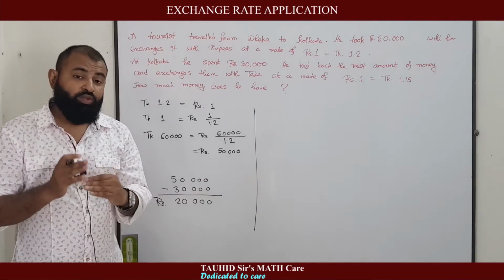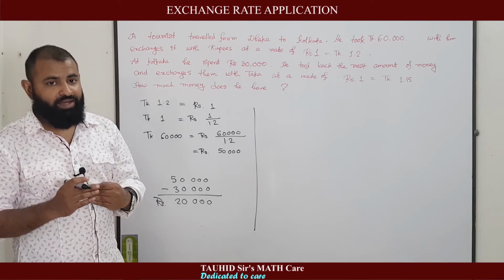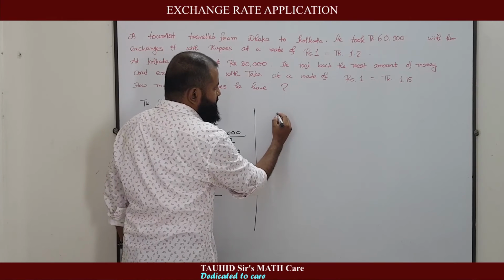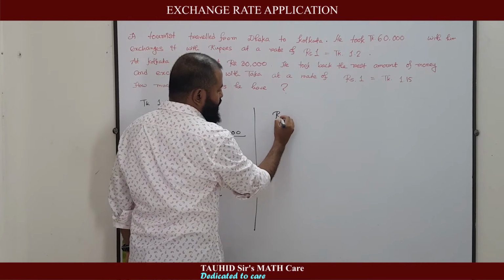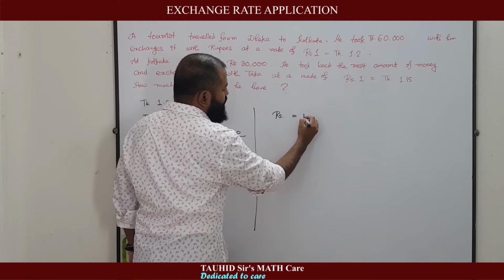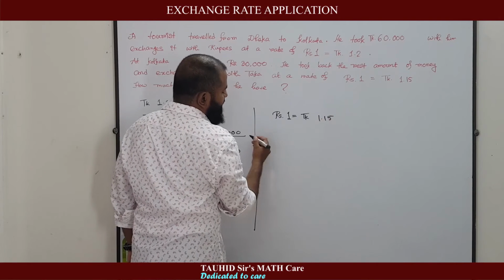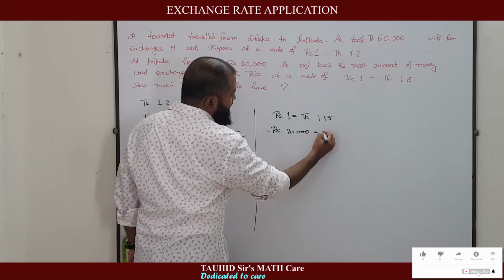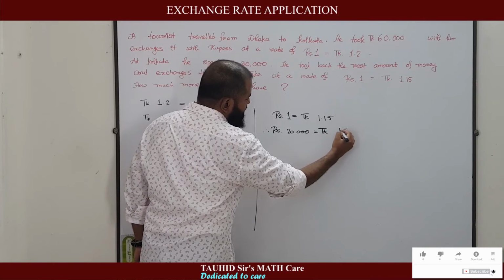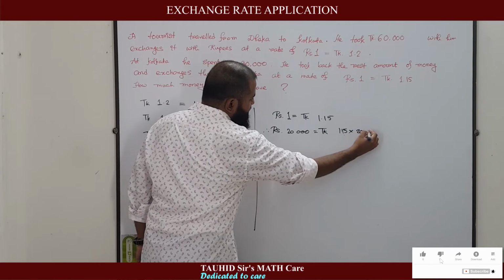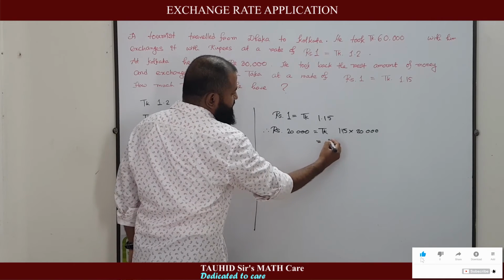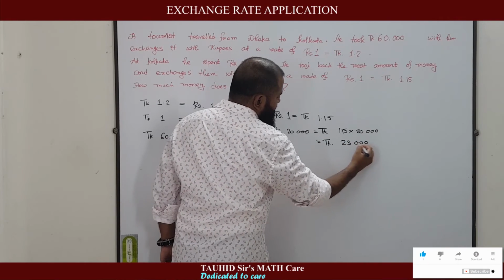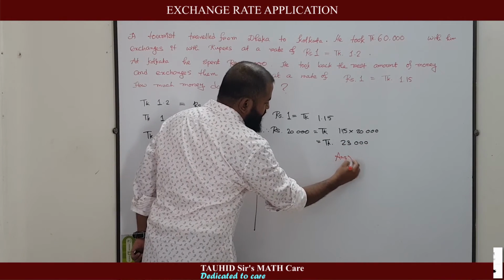In Bangladesh, you need to change those currencies into taka. This time the exchange rate is 1 rupee equal to 1.15 taka. Therefore 20,000 rupees equal 1.15 multiplied by 20,000. That means 23,000 taka. This is our answer.